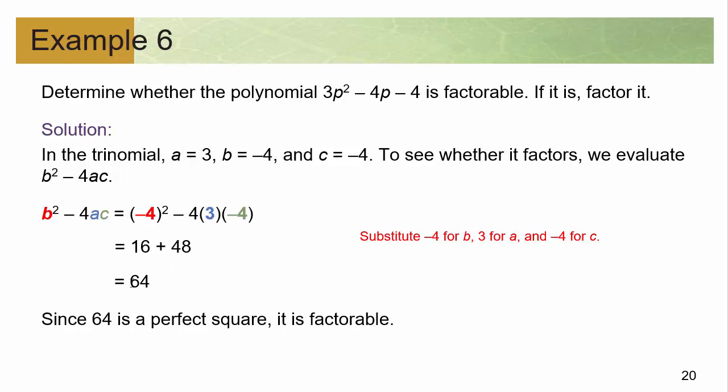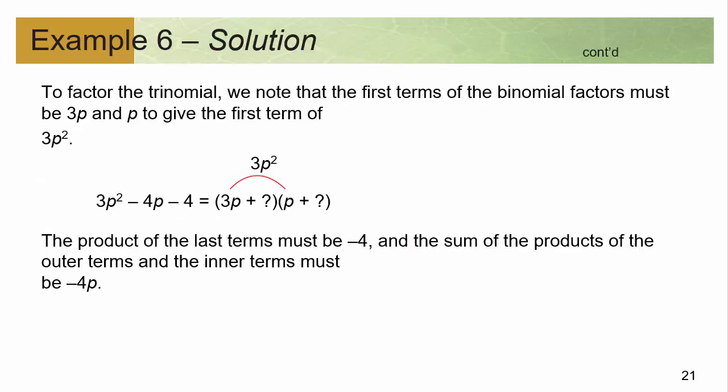16 plus 48 is 64. 64 is a perfect square. It's 8 squared. So that one is going to have nice, pretty, perfect integer factors. And then we could go ahead and do the work, right? We know the only way that 3 factors is a 3 and a 1, so we know we have to have a 3p and a p.